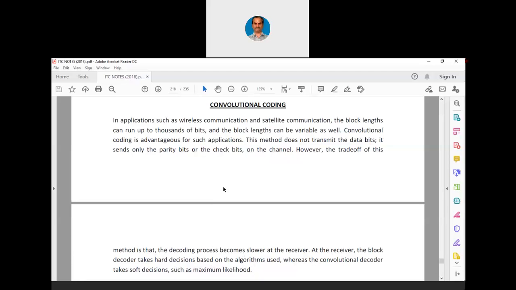Today it is already time. Let me not go into the discussion of these details. I have told you the basics of convolutional coding now. We are not going to send the data bits, we are going to send only the parity bits or check bits. How it is exactly going to work out, we will see in the next class.